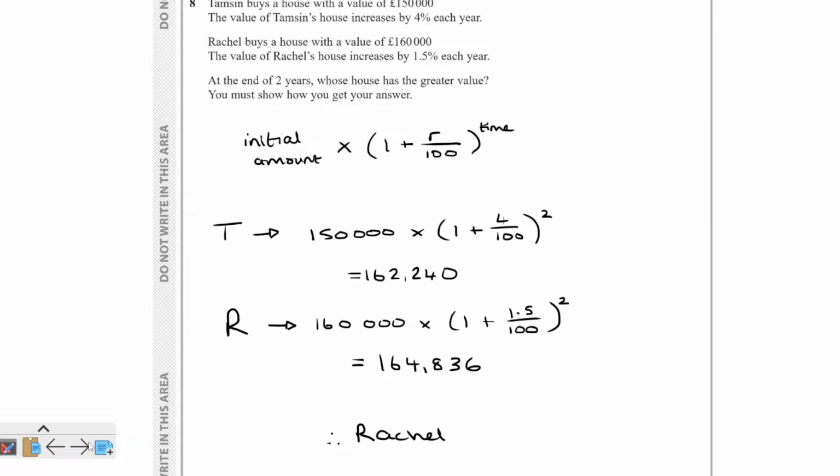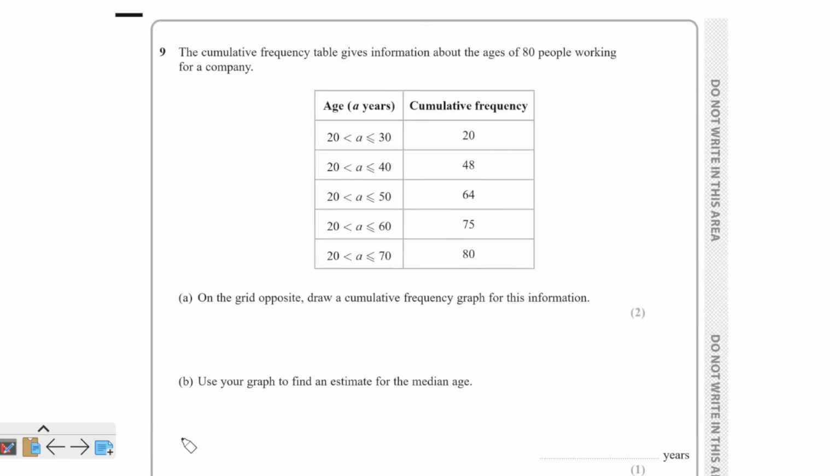Okay, so let's look at our next question. Question 9, we've now got cumulative frequency. So on this one, you will have question 9 on this page, and on your next page, there should be a graph page. So the cumulative frequency table gives information about the ages of 80 people working for a company. Now they've already done the cumulative frequency table for you. You don't need to work that out. Sometimes part A is to work out that table, isn't it? They've already done that for you, so you don't need to worry. On the grid opposite, draw a cumulative frequency graph for this information.